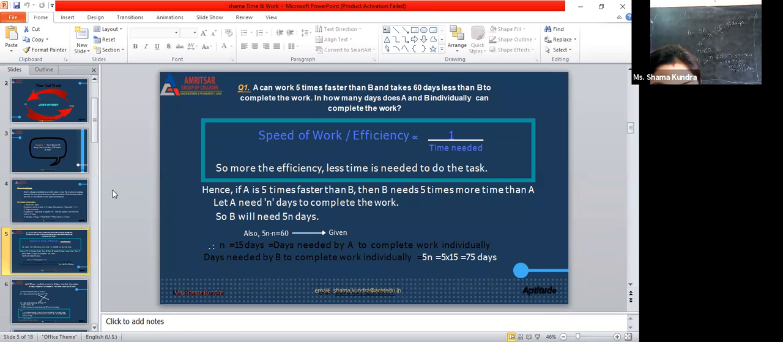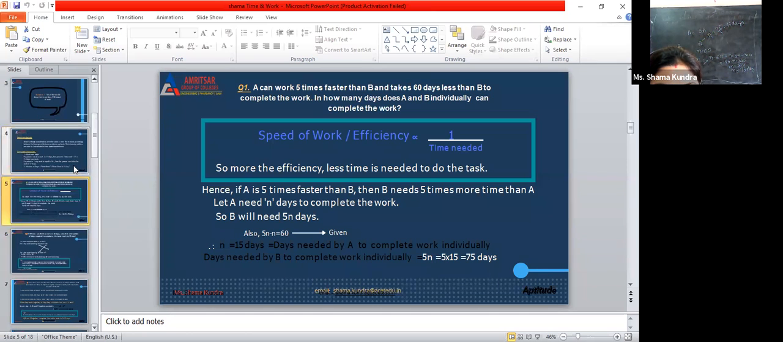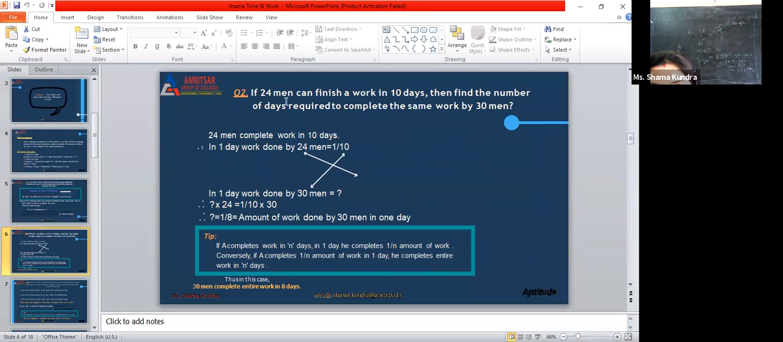Moving on to question number 2. If 24 men can finish a work in 10 days, then find the number of days required to complete the same work by 30 men. Here again, we use this tip in this question. Now over here, I will tell you what common mistake people make. They read the sum. This is very easy. I will explain what most people do.